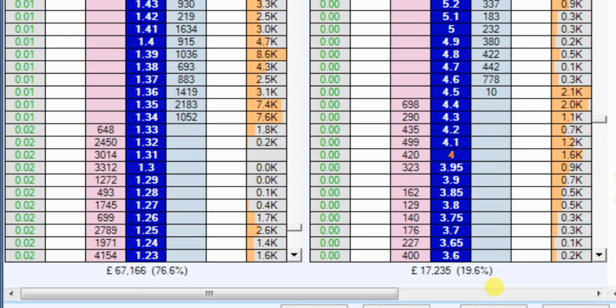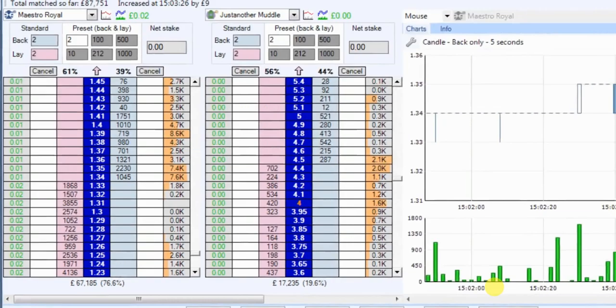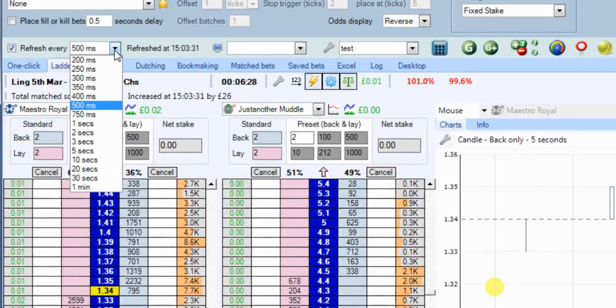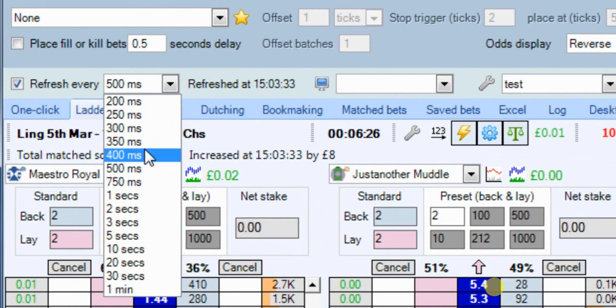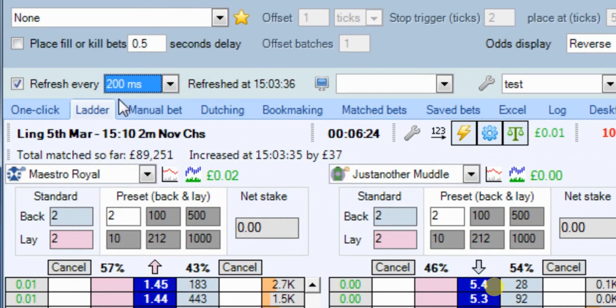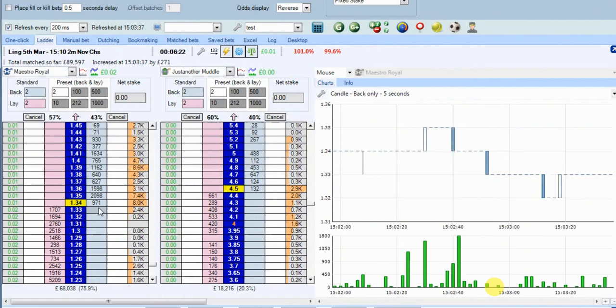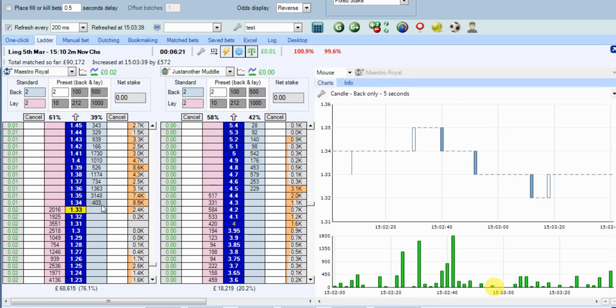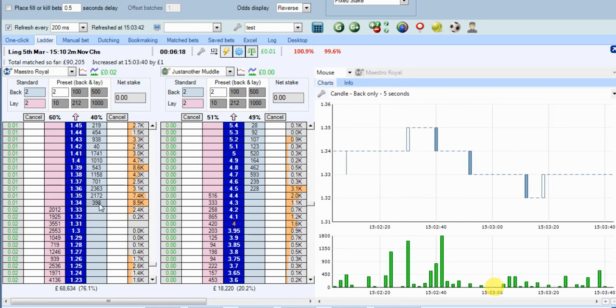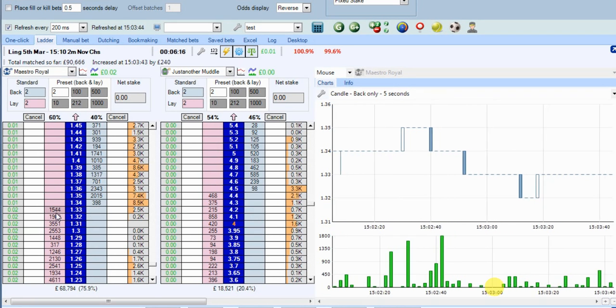So you can see there at the top the refresh rate. You can change that. I have mine set to 500 ms, milliseconds, because my eyesight is in tune with 500 ms. Anything faster, then I can't keep up. But you may want to play around with that setting. Your eyesight may be better than mine.